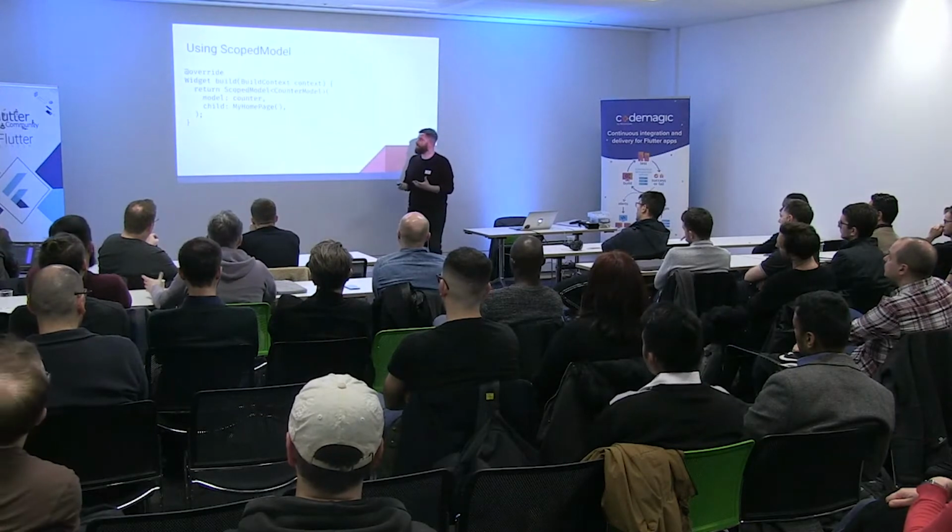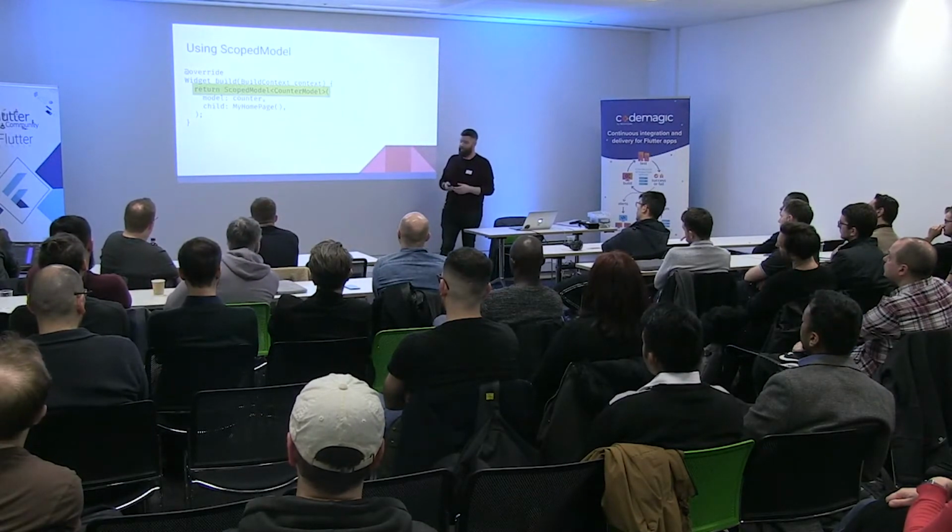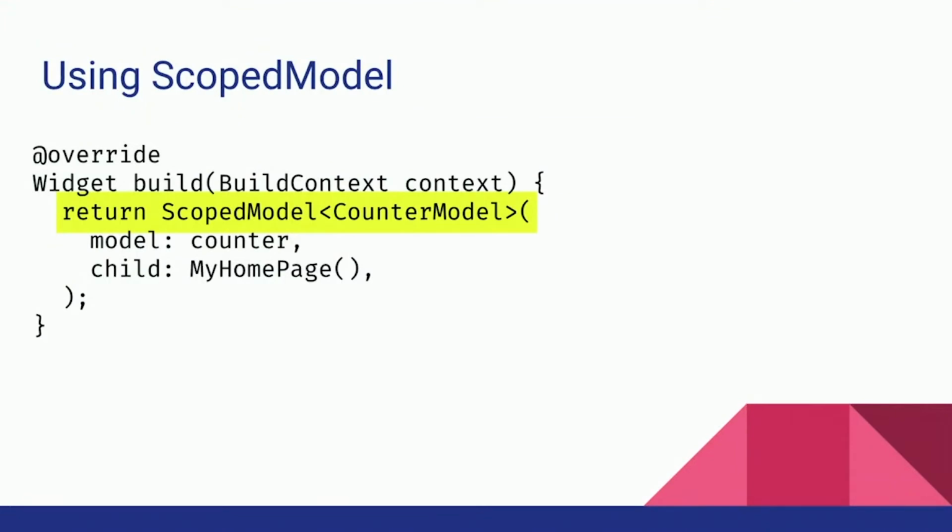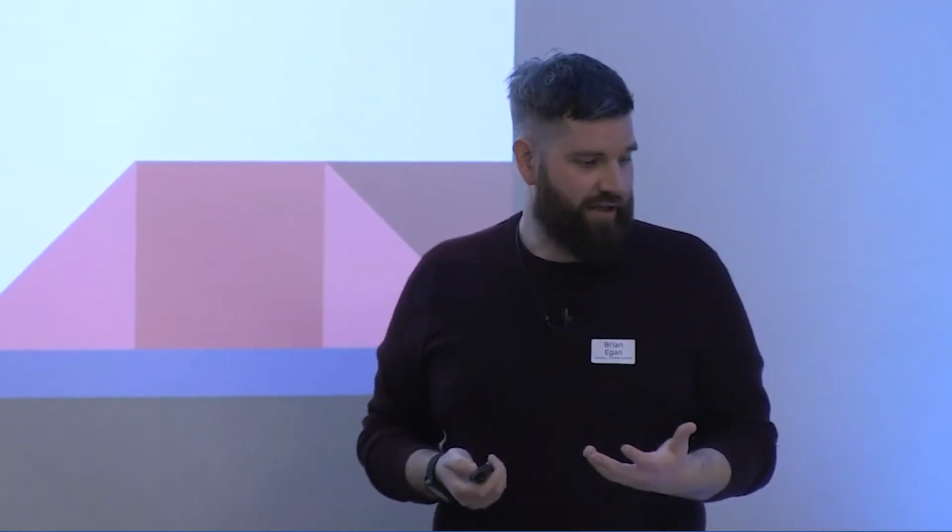So this kind of looks like this, where you have a ScopedModel widget, and you have to parameterize it so it knows what kind of model you're giving it. In this case, we'll just provide it the counter, and then we'll give it a child. And then within the child, you can access the ScopedModel in a couple of different ways. The first way is you can use the ScopedModel.of method, and this will look up the widget tree for the ScopedModel that you're interested in, and it will find the model associated with that. And then you can use that to build your counter.